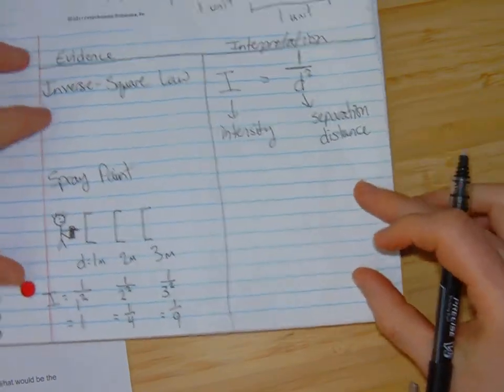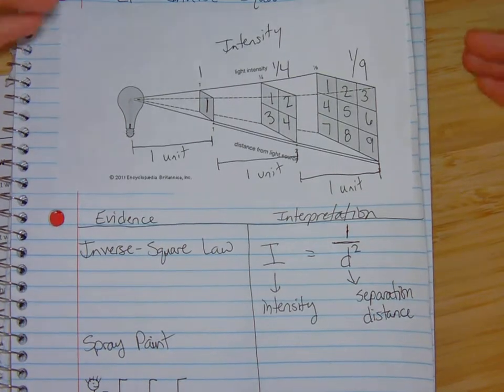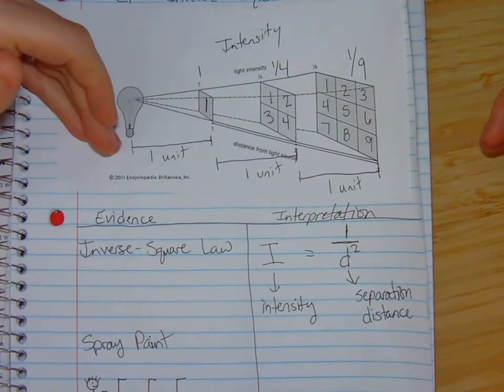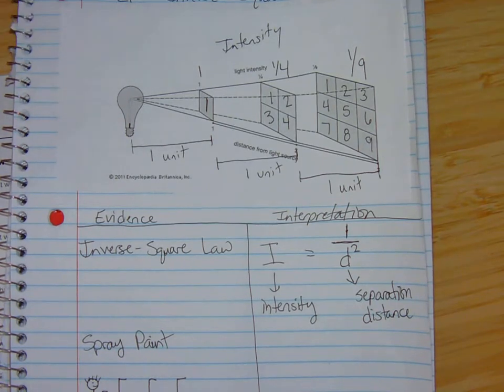All right, so that's the idea, is that as you get farther away from the source of something, whether it's light, whether it's a planet's gravitational pull, whether it's a spray paint can, the intensity goes down, but the amount of space that is covered by this force or this paint or this light goes up.